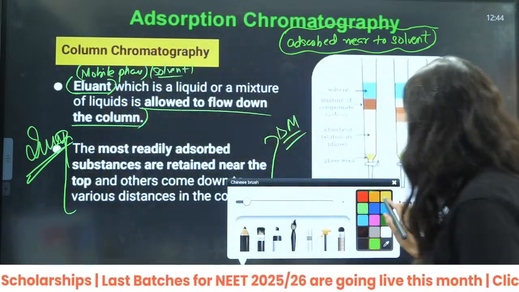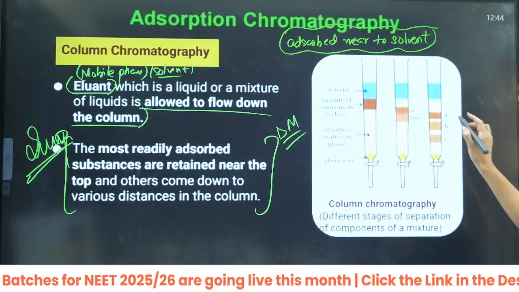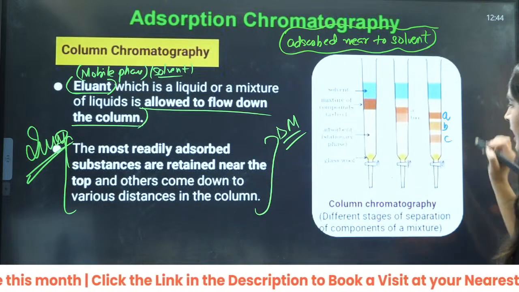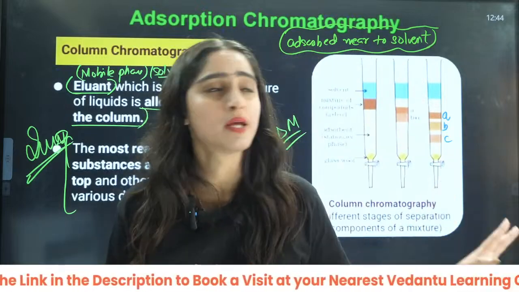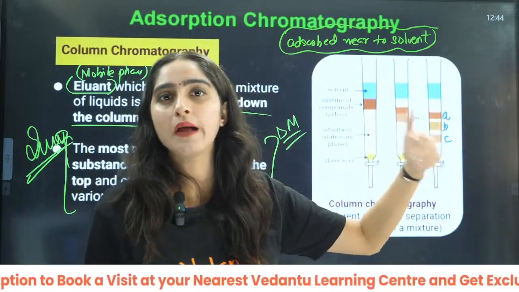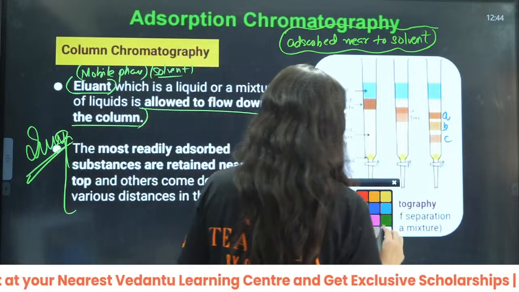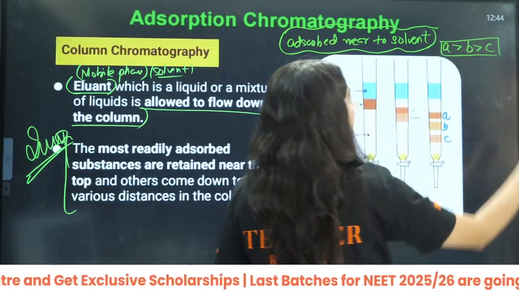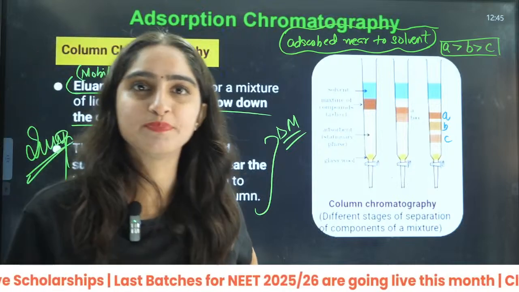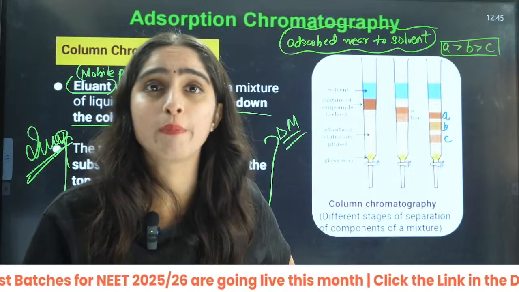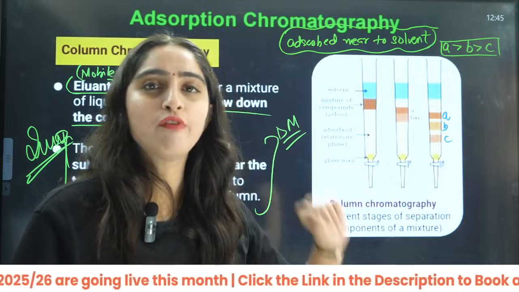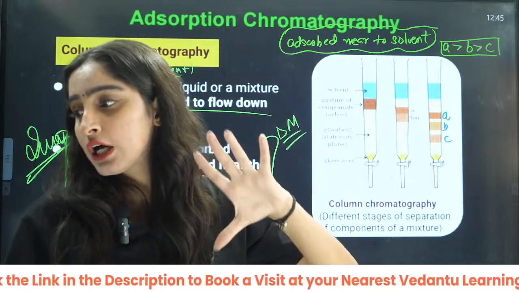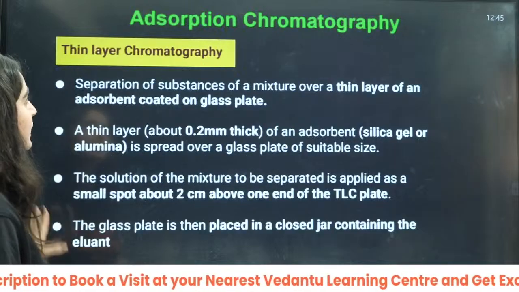So now, if you have to write down the adsorbing powers here, this is A. For example, they have given you A, B, C in this diagram. In the exam, they will ask you which has the maximum adsorbing power. So maximum adsorbing power will be of A, then B, then C. That becomes your adsorbing power. One which is near to the solvent will have maximum adsorbing power. Yes, that is also important.